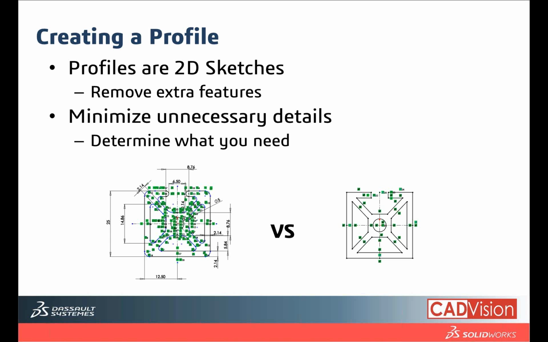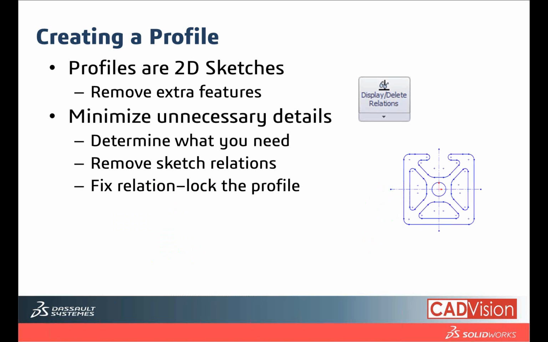So if you are not going to modify your profiles again and again, you are going to use this profile throughout the time. So what you can do is remove those unnecessary details, such as the dimensions and the relations. So how do you do that? You can right-click on your workspace and click display and delete relations, or you can search for it in your ribbons up there. Once you call it out, you can delete all display dimensions and all relationships there.